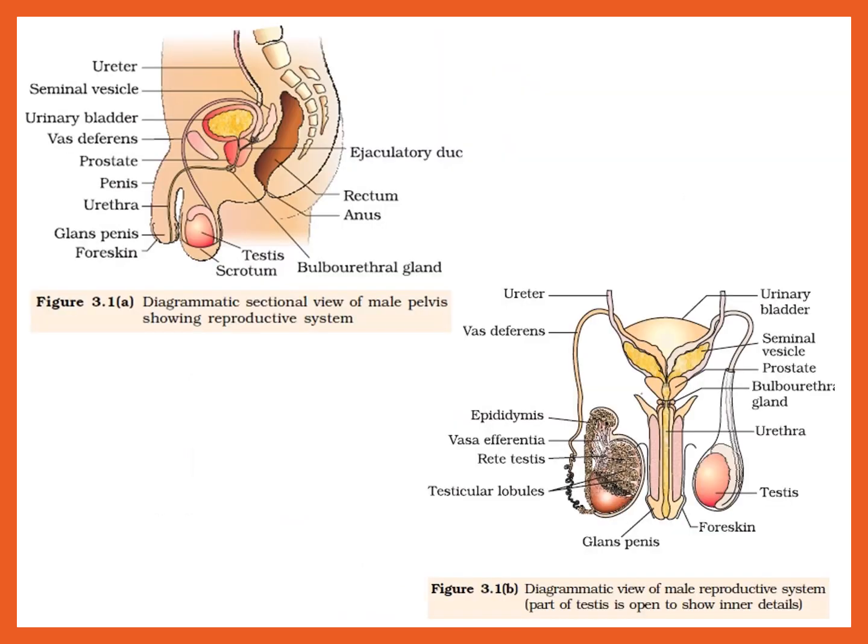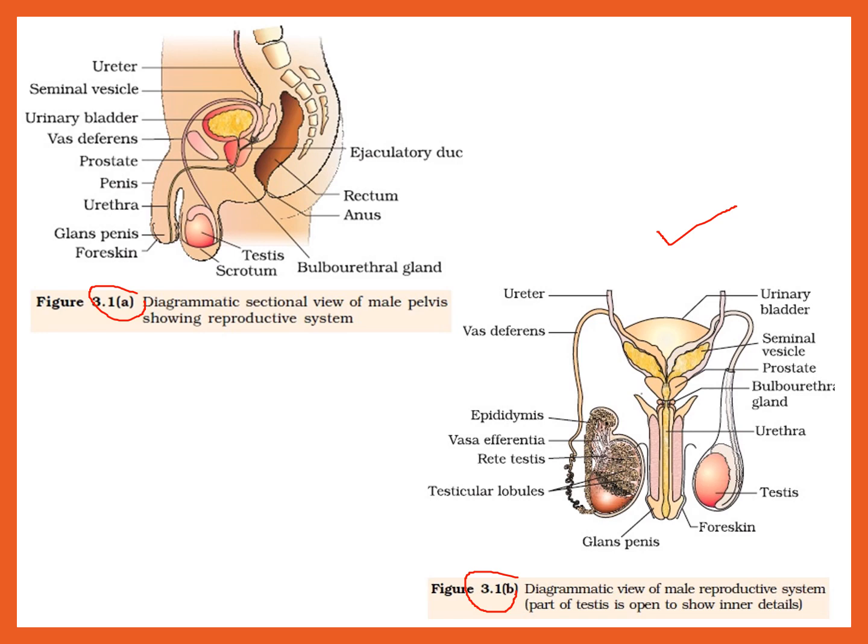So here we have the male reproductive system sectional view. This is the median plane view, and here you have the frontal view. So in your examination, I would suggest you draw this diagram. The male reproductive system is an important diagram for your examination.